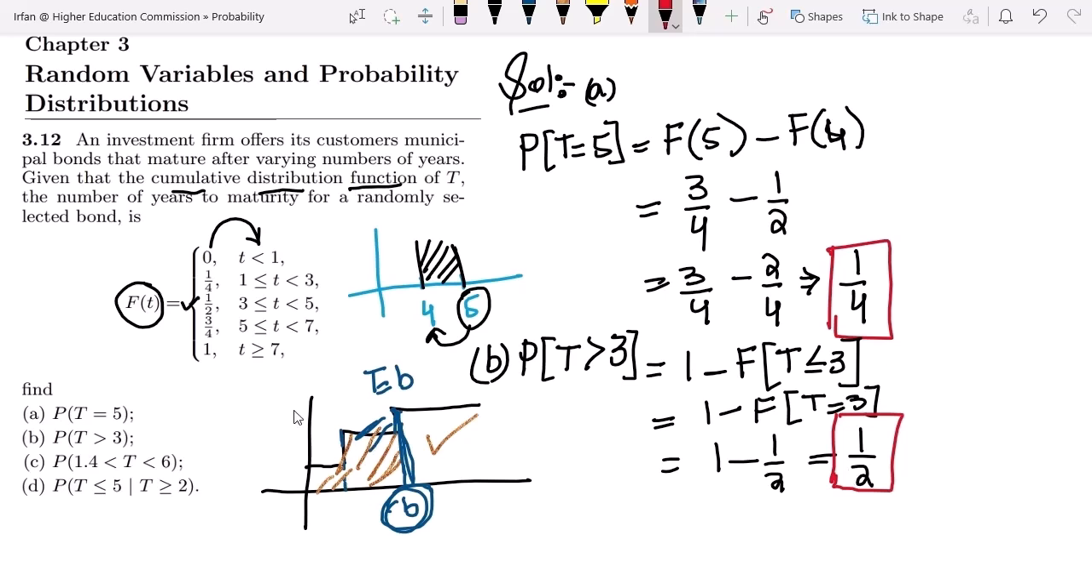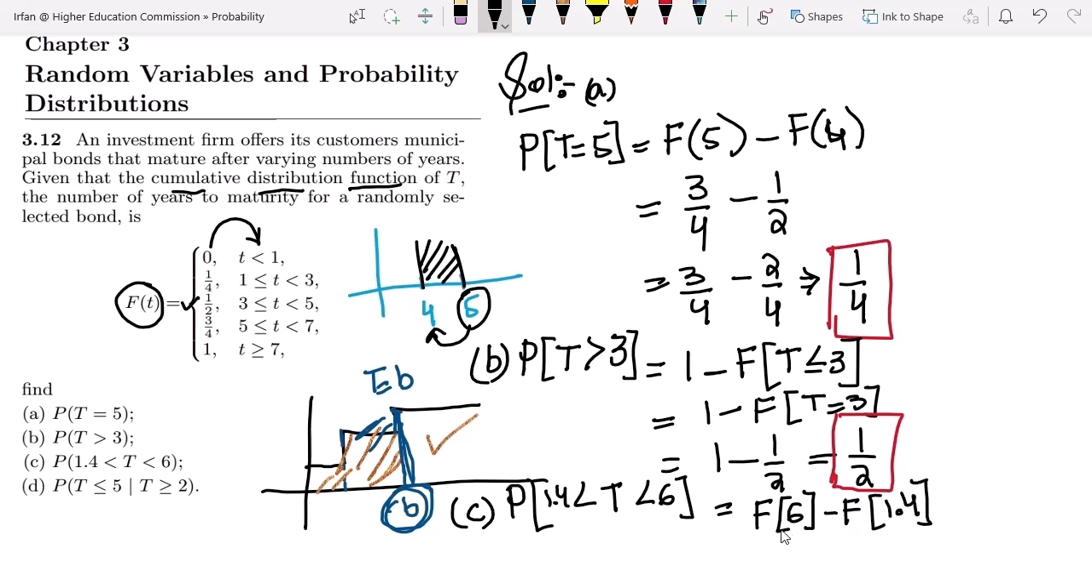In order to find the solution of part C, which is P of t greater than 1.4 and less than 6, this one is very easy. We want to find the probability that t is greater than 1.4 and less than 6. Let me write the formula for it, and for it I have to see the two ranges in which this lies. These ranges are 6 and 1.4. So it would be f of 6, the higher range, and from it I have to subtract f of 1.4. Let me write their values.